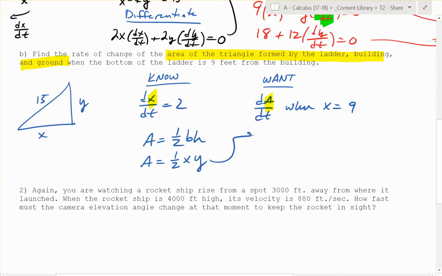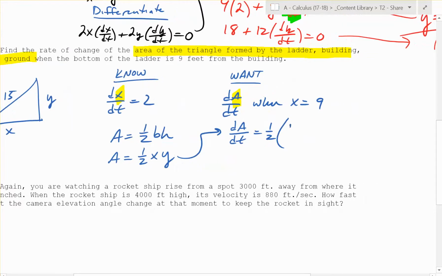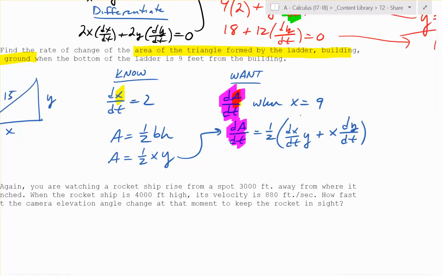We now have a relationship, and we need to find the derivative with respect to t. So the left side becomes dA/dt, and over here we need to use the product rule on x times y. So it's the derivative of the first, dx/dt, times y, plus the first times the derivative of the second. You'll notice I just factored out that 1/2. Makes it a little easier. I like it that way. And again, we want dA/dt right there, so we need values for the rest here. Well, we know dx/dt is 2.